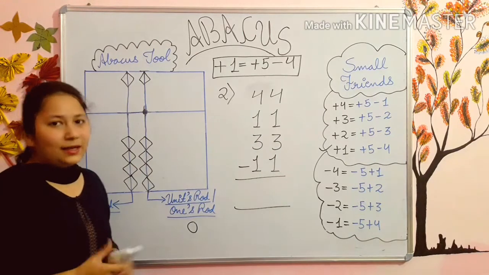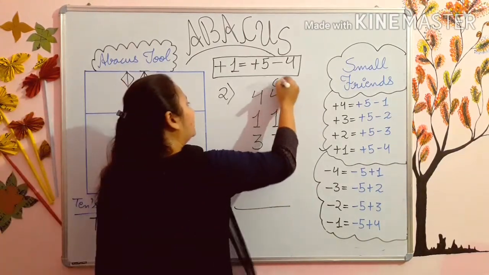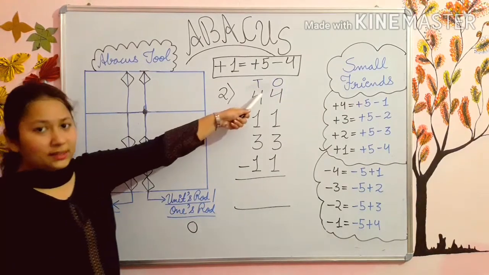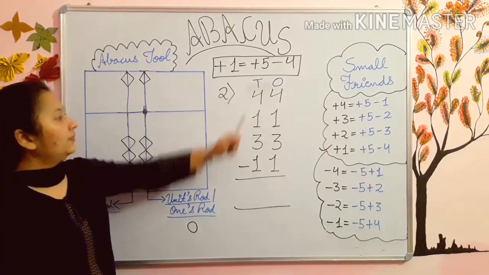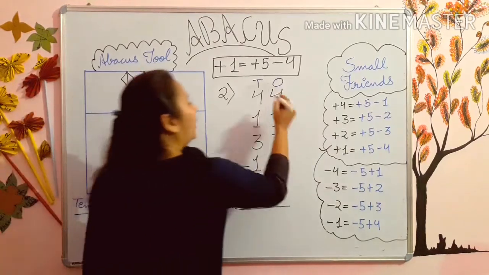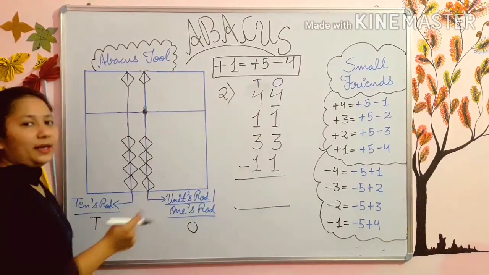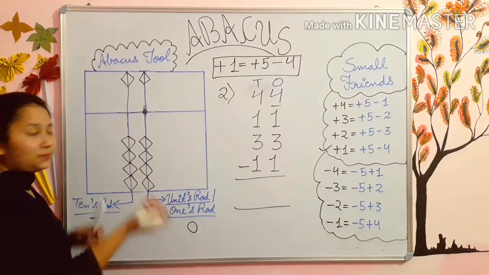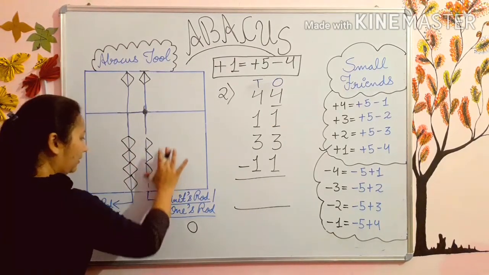Now, as I always say, this will go in the 1's rod, this will go in the 10's rod. Please remember this, students, it's very, very important. Now next is add 4 in the 1's rod. So add 4, 4 means put the 4 beads up.